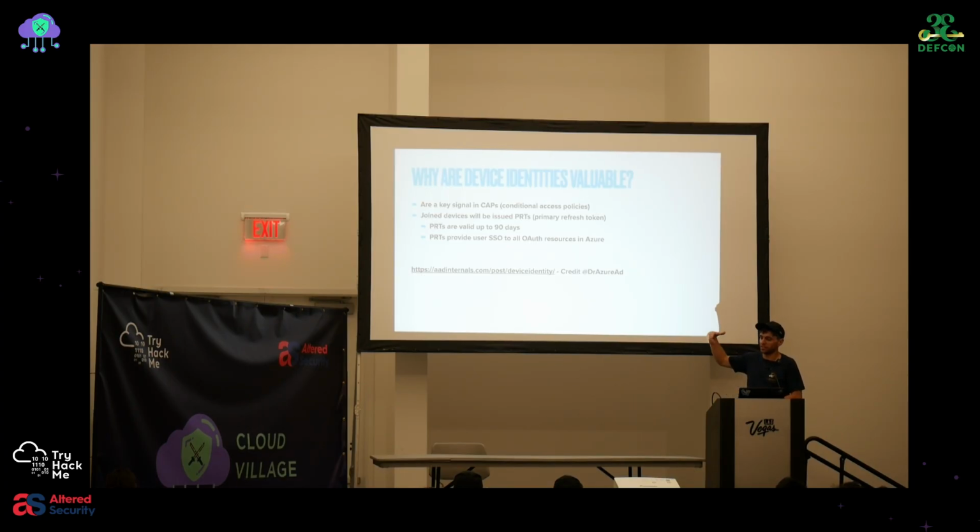The way that a device gets an identity is it joins the directory. And the interesting thing about joined devices is that they're going to be issued primary refresh tokens if a user logs into them. Primary refresh tokens, for those who aren't familiar, are a very common attack objective, just because PRTs are the highest up in terms of the hierarchy of access tokens in Microsoft's OAuth 2 implementation. So we can use those to mint refresh tokens and access tokens.